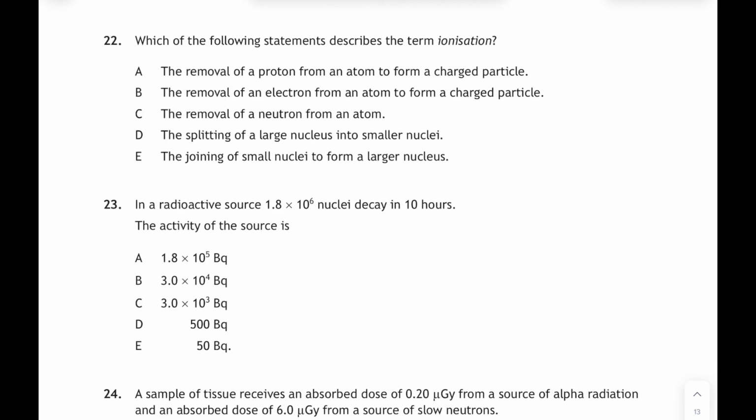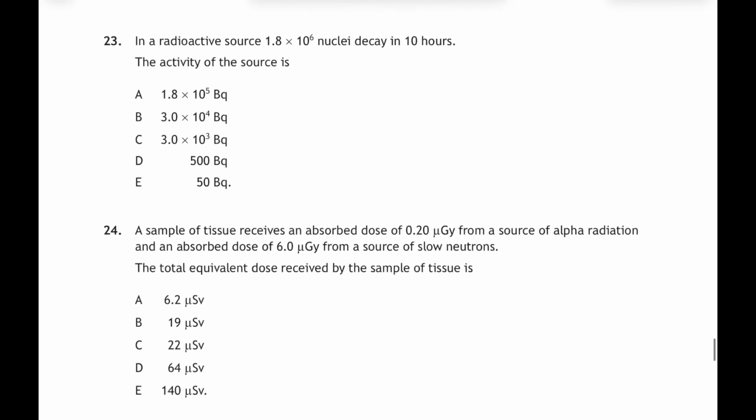Question 22. Which of the following statements describes the term ionization? Well, ionization is when atoms gain or lose electrons, and the only answer with the word electron in it is answer B, the removal of an electron from an atom to form a charged particle. That's 22B.